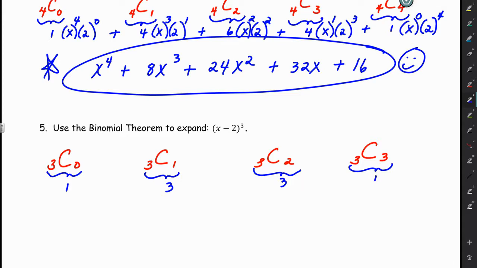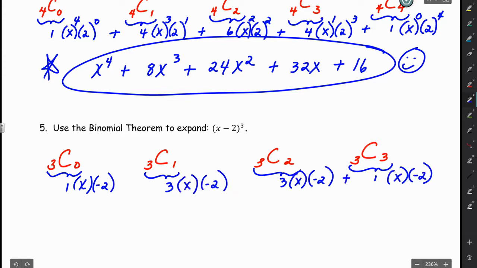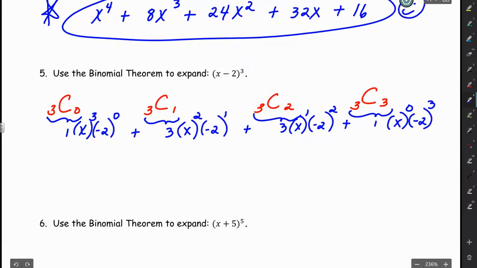We'll start with x and negative 2. We'll write those all in. And since this is to the third power, we're going to start at 3 for the x and work down to 0. And for the negative 2, we start at 0 and we go up to 3. Almost done. We're going to simplify this.